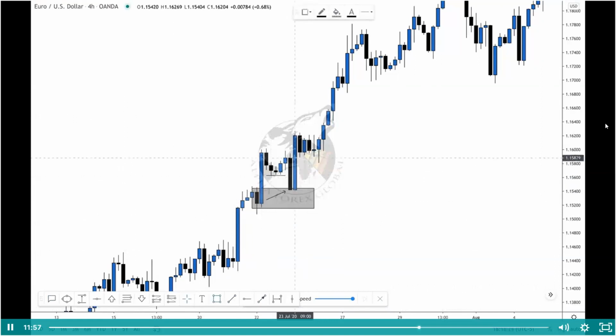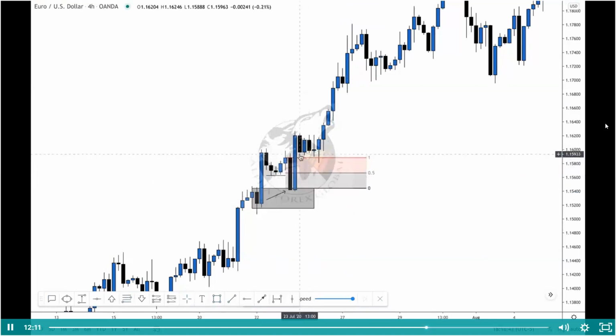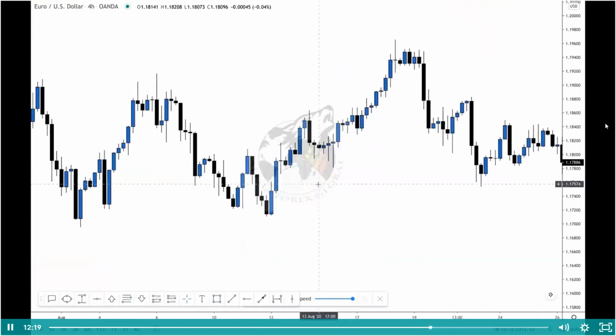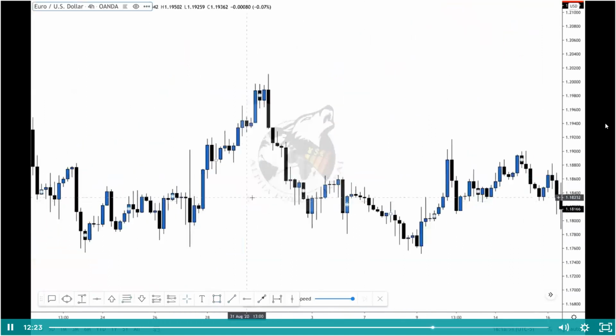So to get your entry, you'd highlight this order block right here. It can either be 50%, or remember, market can always retest the open of the order block. So let's find some more examples.